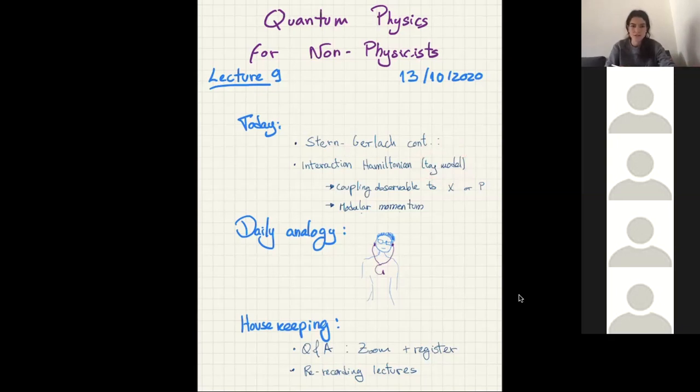So we'll look into this, and then we'll look into one specific implementation of this called the modular momentum, because this will also be useful to analyze many other experiments like the double slit experiment, which we'll do soon enough.